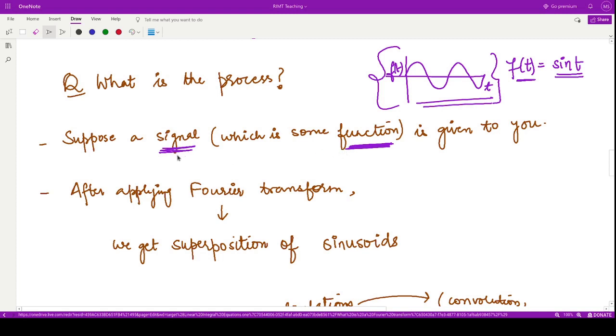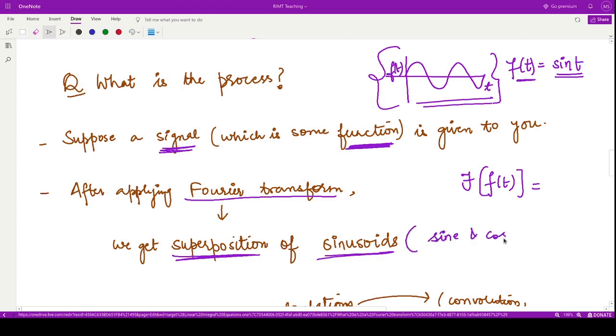So suppose I have a signal. What I do is apply the Fourier transform to it. When I apply the Fourier transform, what do I obtain? I obtain, as a result, a superposition of sinusoids. That means I'll obtain a combination of various sine and cosine waves, right? So what does this mean?